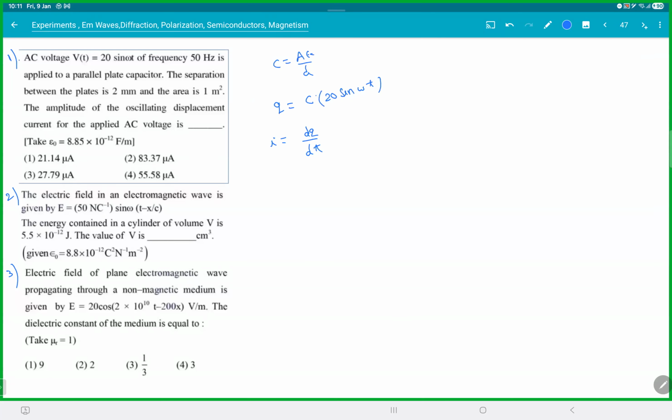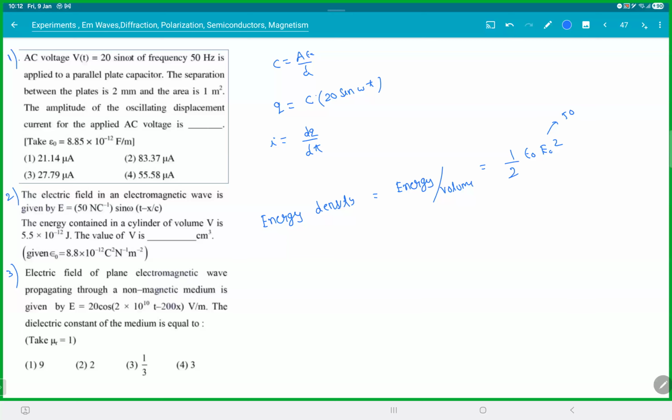What is the energy contained in the cylinder per centimeter cube? So basically energy density. Remember, this thing contains both electric and magnetic field. He didn't specify anything. He said energy, so it is total. Energy density is energy by volume, which is half epsilon E naught square. E naught is 50. Epsilon is given, dump everything, and you'll get the value from there.